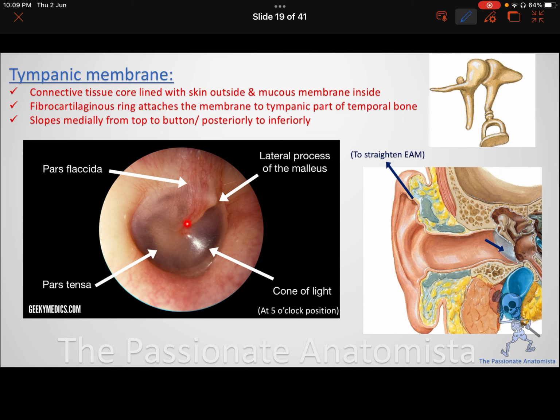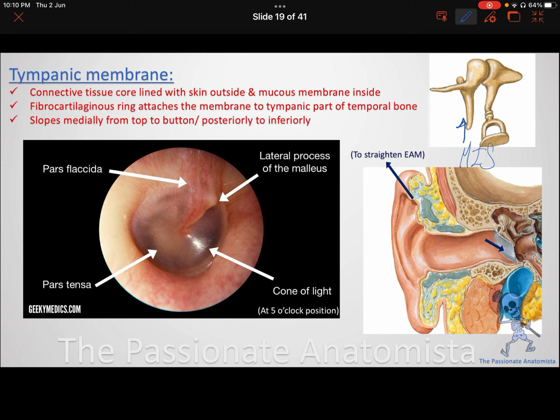We call it pars flaccida, and you're going to see a taut lower part, so we call it pars tensa. And this is actually the handle of the malleus, because you know the three ossicles, the three small bones that oscillate to transmit the sound waves from the external ear to the inner ear, are the malleus, incus, and stapes. How can you remember that? It's the word MIS, this is the word.